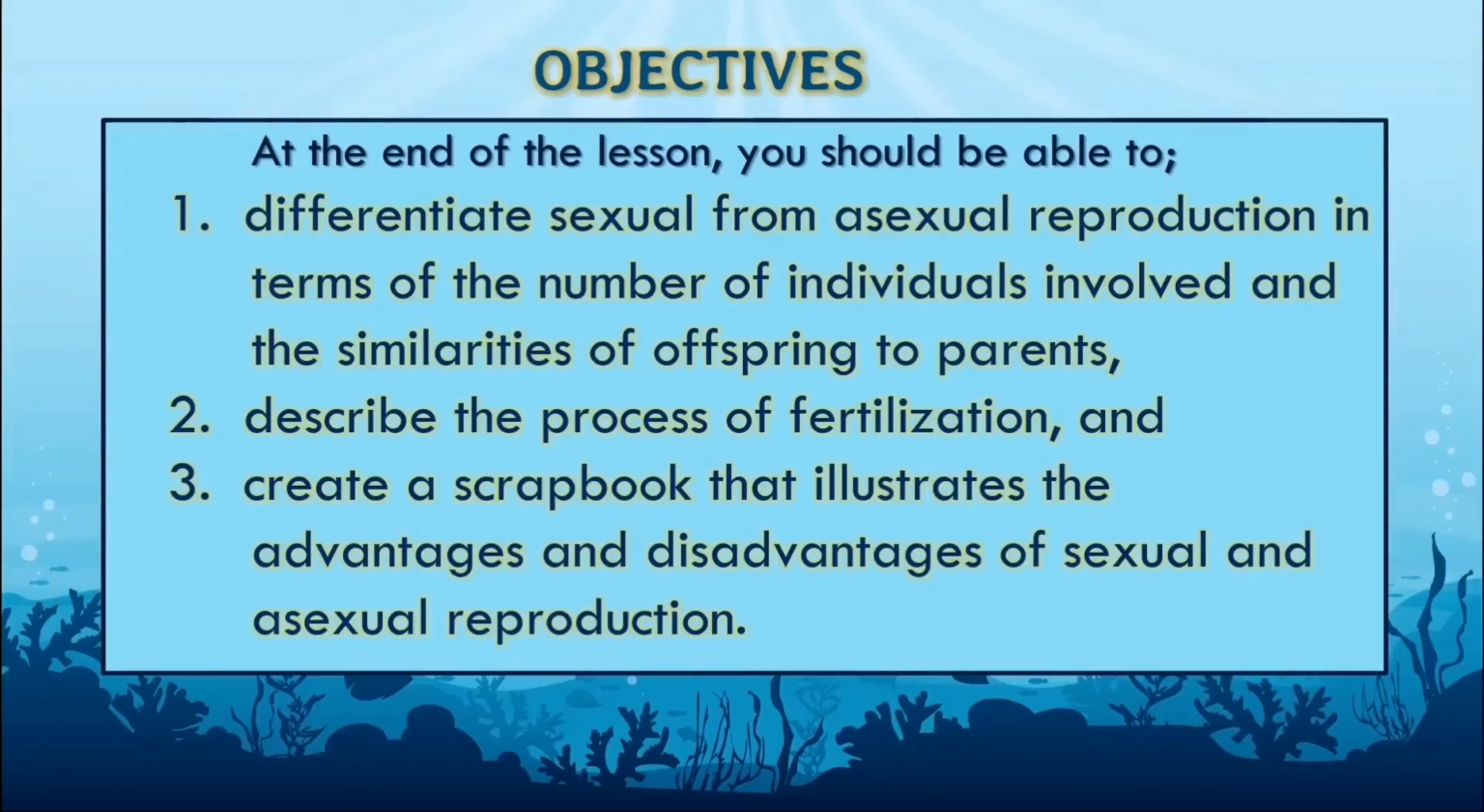Let us have our lesson objectives first. At the end of the lesson, you should be able to, number 1, differentiate sexual from asexual reproduction in terms of the number of individuals involved and similarities of offspring to parents. Number 2, describe the process of fertilization. And number 3, create a scrapbook that illustrates the advantages and disadvantages of sexual and asexual reproduction.